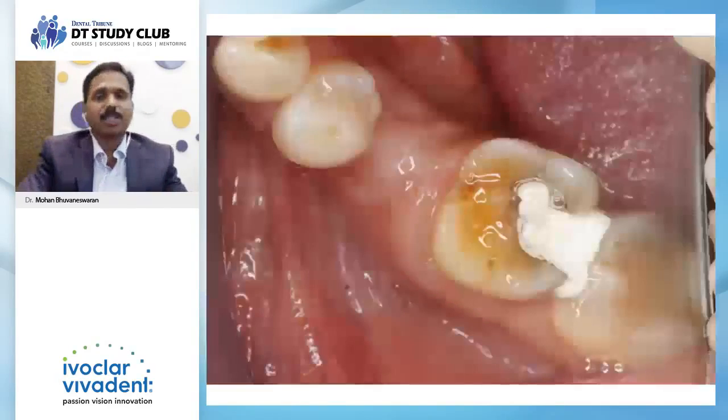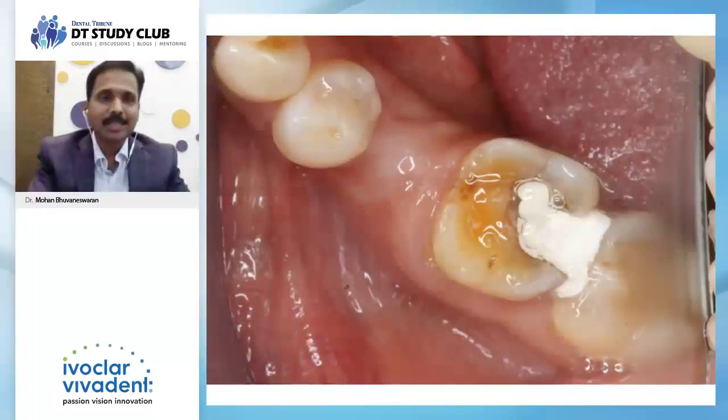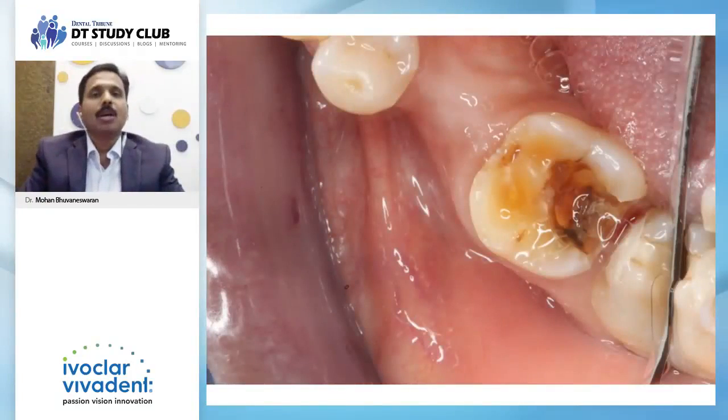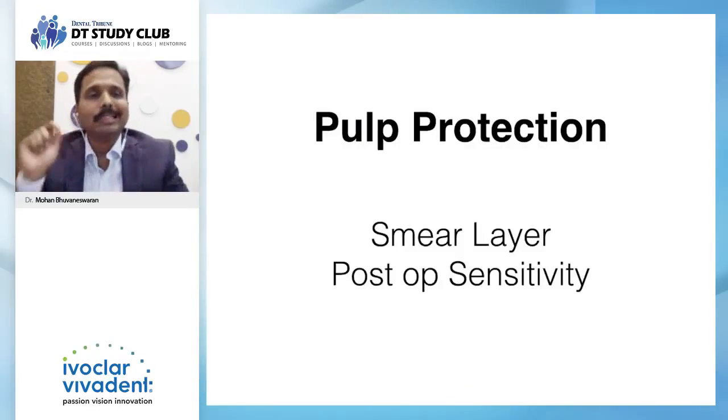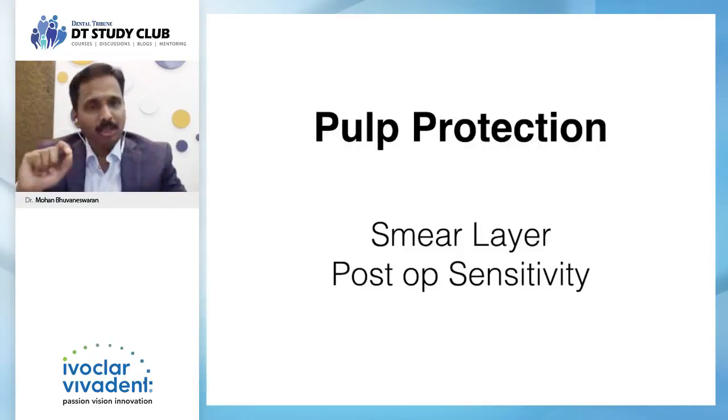So with unbonded restoration in huge situations like this, huge question marks come in front of you. Pulp protection. Oh my God, what do we do about the pulp? It's composite, it would irritate the pulp. Yes, in that case, please go ahead with the regular pulp protection protocol. Either use Dycal, calcium hydroxide, or Biodentine, protect it, and then go ahead with your restoration.